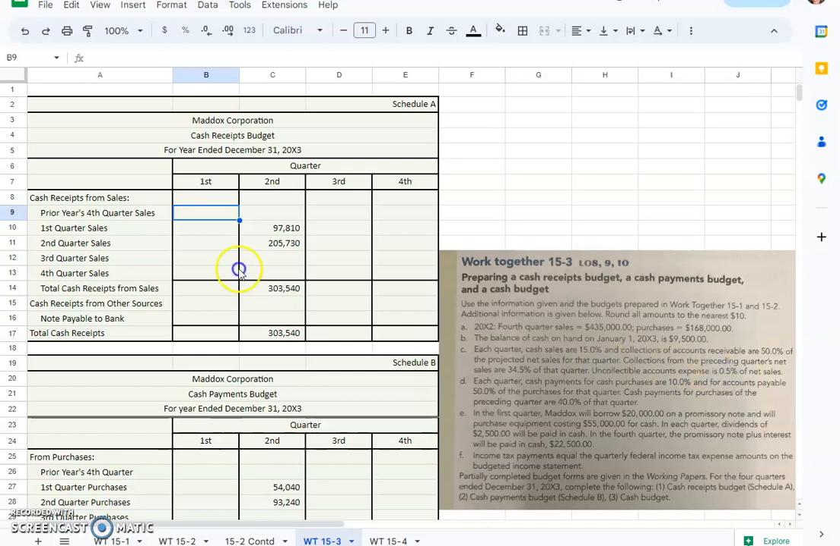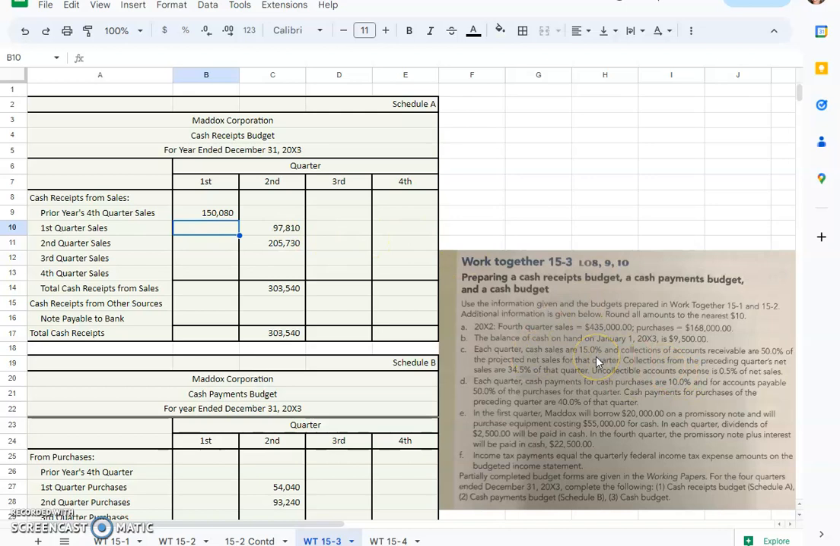So we'll start with the prior year's fourth quarter sales. The book tells us they were $435,000. We need to round also to the nearest $10. So that's fun. So equals round, parentheses, 435,000 times the 34.5%, and comma, -1 will get us to the tens place, $150,080.